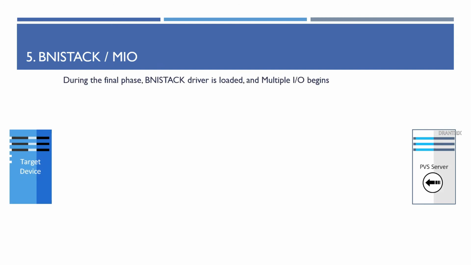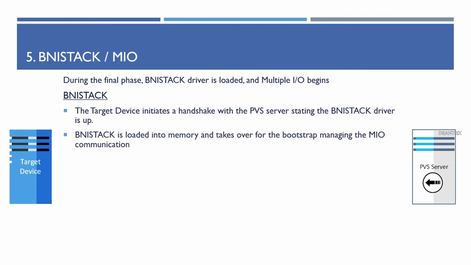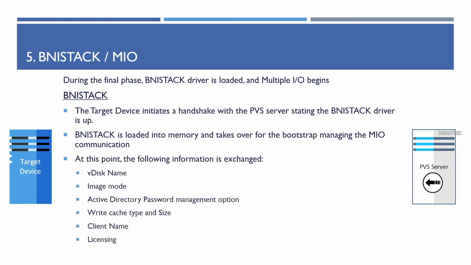During the final phase, the BNIStack driver is loaded and multiple IO begins. In BNIStack, the target device initiates the handshake with the PVS server, stating the BNIStack driver is up. BNIStack is loaded into memory and takes over from the Bootstrap, managing multiple IO communication. At this point, the following information is exchanged: vdisk name, image mode, AD password management option, write cache type and size, client name, and licensing.